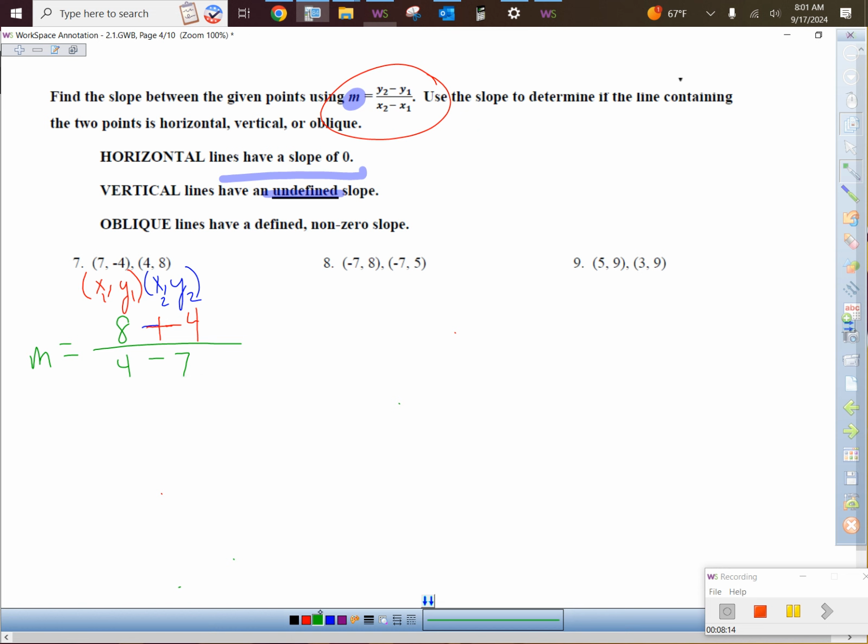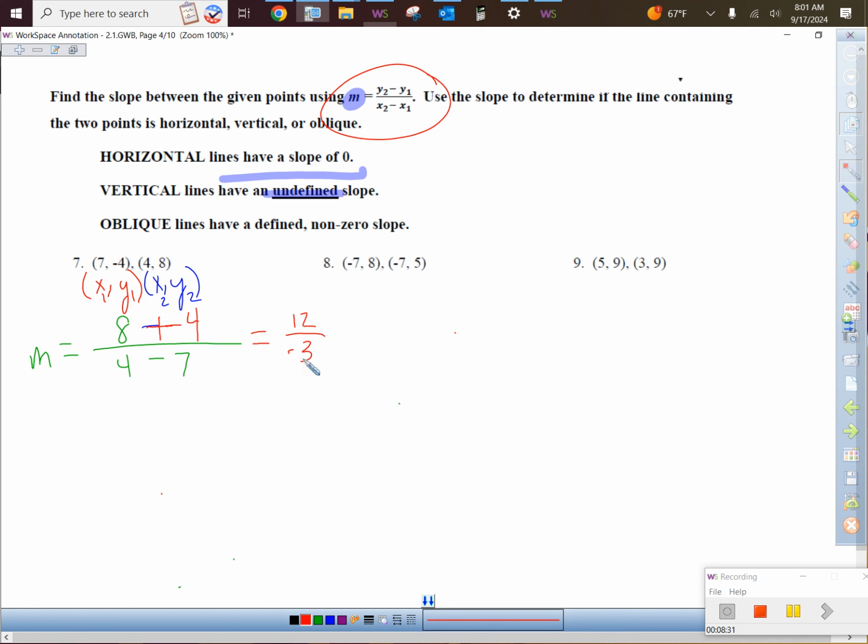Then let's work to the right. There's very few times, instead of working down, we're going to work to the right. When I do slope, I like to work to the right. I'm going to clean up what's upstairs. 8 plus 4 is 12. Are you cool with that? And downstairs, 4 minus 7 is negative 3. All good in the neighborhood?